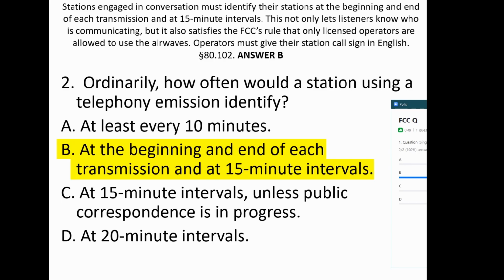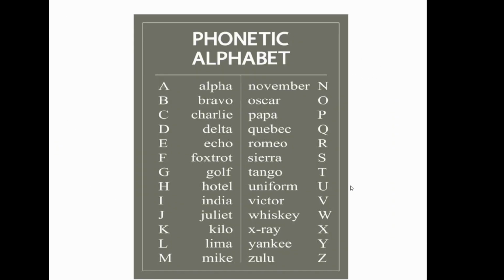That not only lets listeners know who is communicating, but it also satisfies the FCC's rule that only licensed operators are allowed to use the airwaves. You must give your station call signs in English, the phonetic alphabet. You've probably already been exposed to this. Here's a quick rundown of it. Some of these words you're probably familiar with. Other ones you're probably not at all.